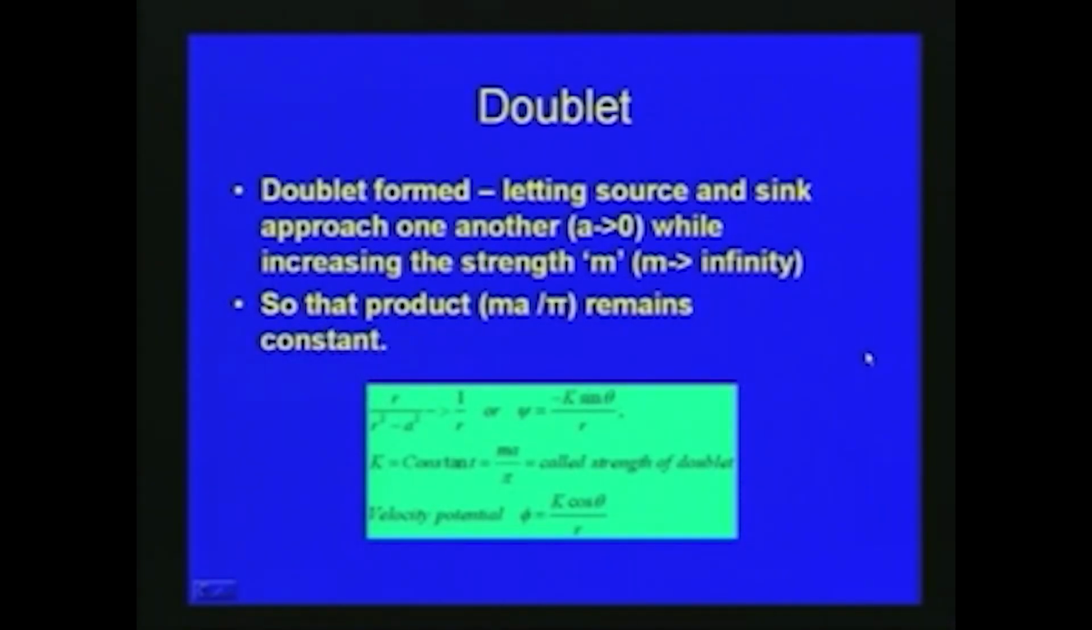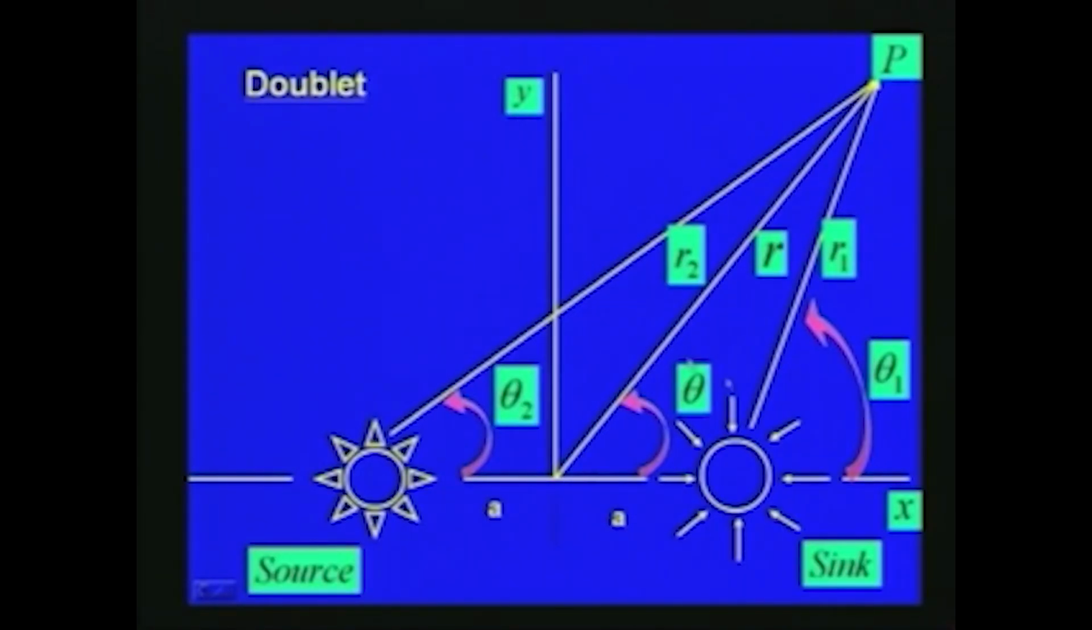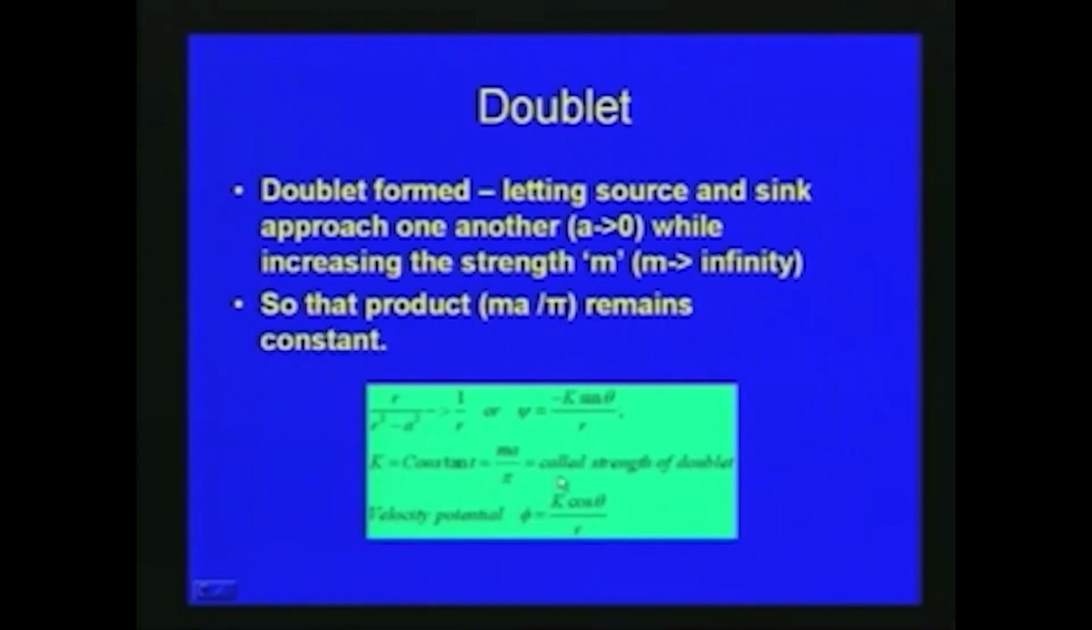So we can say that the product m a by π remains constant. This is obvious from this figure. The source and sink strength m is tending to infinity, becoming large, and a tends to 0, so that it approaches the origin. Then we say that a doublet is formed, so that the product m a by π remains constant. Here m is the strength and a is the distance from the origin to the sink or source as described in the previous figure.